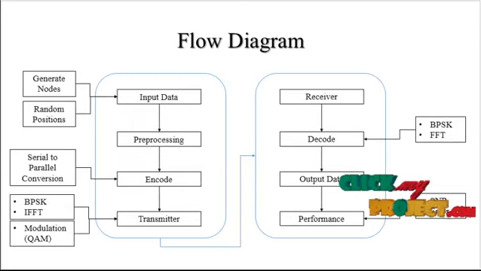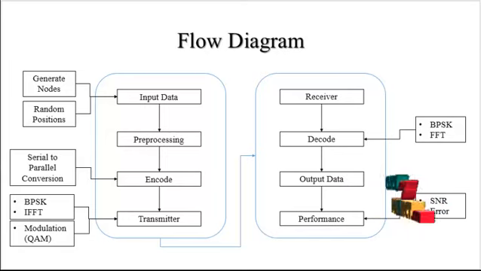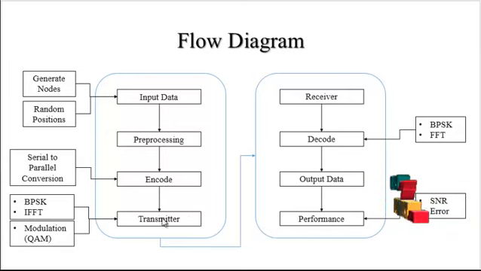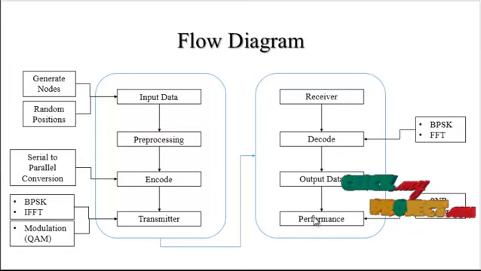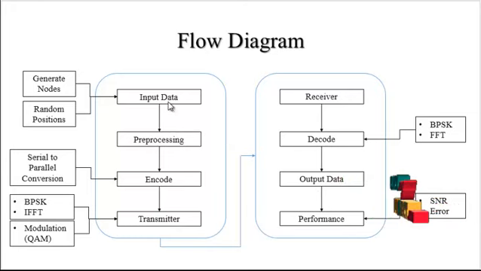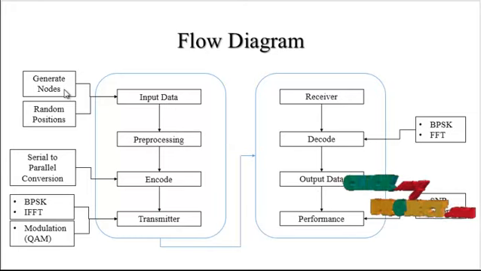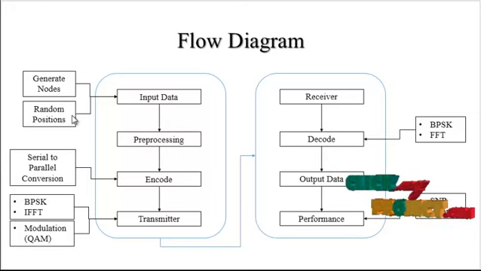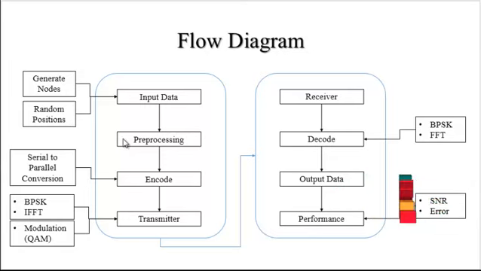Now we are going to discuss the flow diagram of the process. This is the overall working flow of this process. The process consists of the modules such as input data, pre-processing, encoding, transmission, receiver, then output data, and finally performance. In the input data, the data will be generated randomly. First of all, the nodes will be generated by means of random positions as well as random values. After generating the random features, we have to do the pre-processing.